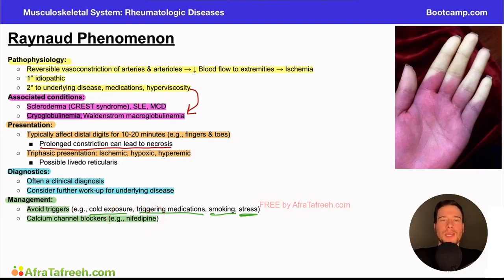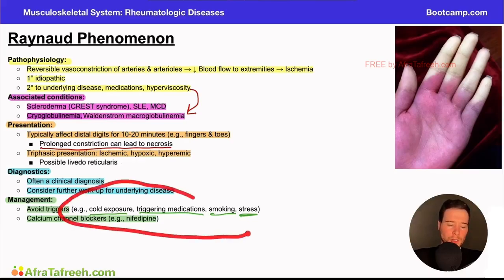We want to avoid things that would make it worse, such as beta blockers. That could be a tricky one that they try to give you as well to lure you into it. And we also want to be mindful of the fact that there are a lot of non-pharmacological things they can do, like avoiding these triggers and exposures.